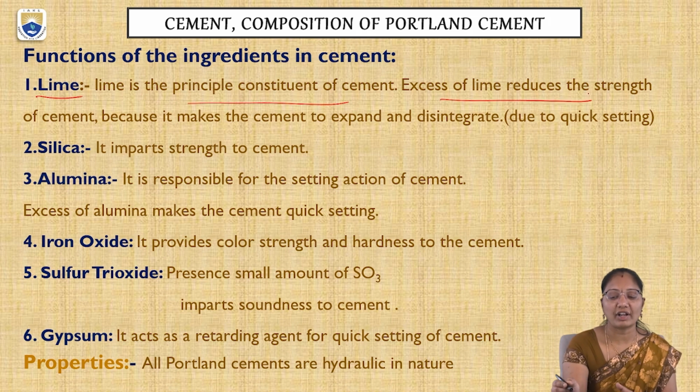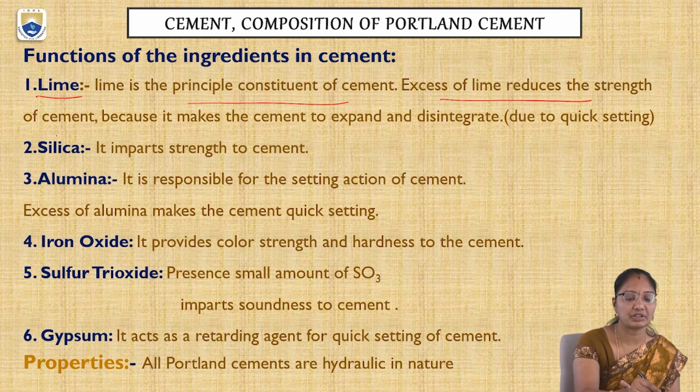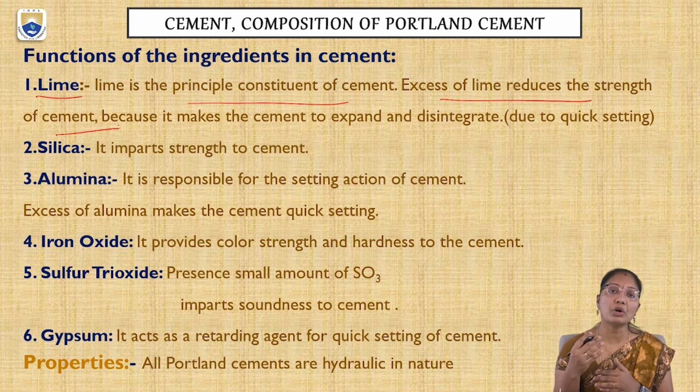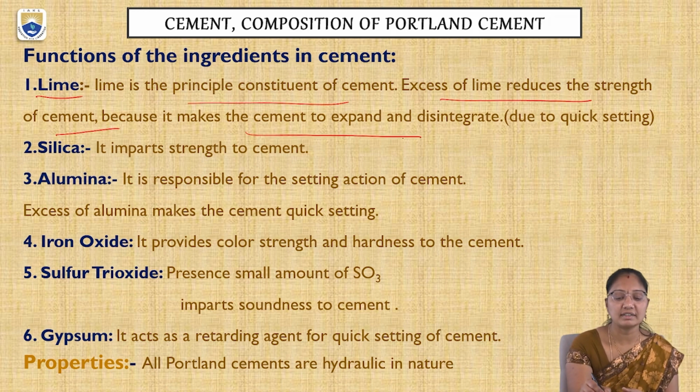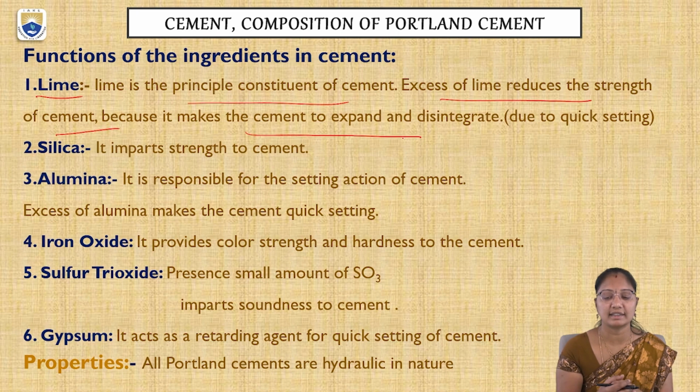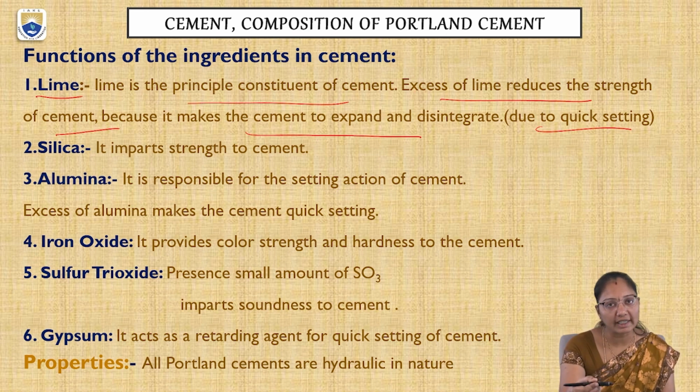The excess of lime reduces the strength of cement. If it is beyond the limit, it reduces the strength because it makes the cement expand and disintegrate due to quick setting. If more quantity is present, it expands and disintegrates. Brittle means it will break down. So this lime should not exceed the 60 to 70% range.